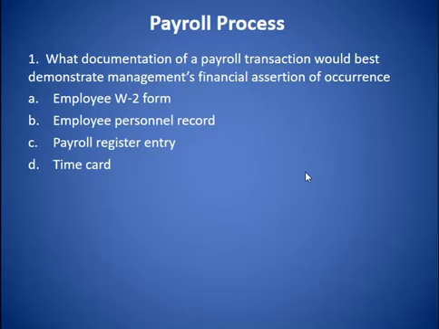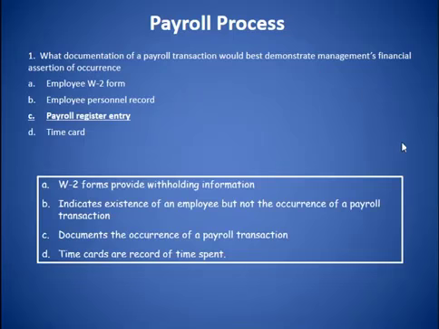Let's look at the answer to question number 1. What documentation of a payroll transaction would best demonstrate management's assertion of occurrence? The correct answer in this case is C, payroll register entry. Let's examine each document. A, W-2 forms provide basically withholding information, and they're really not proof of occurrence. B, an employee personnel record, again, is not necessarily proof of occurrence. It doesn't pertain to the occurrence of a payroll transaction.